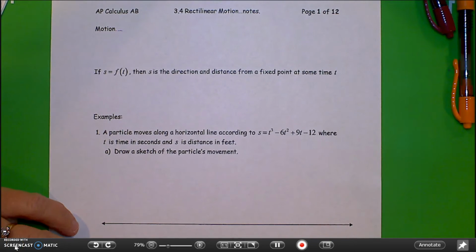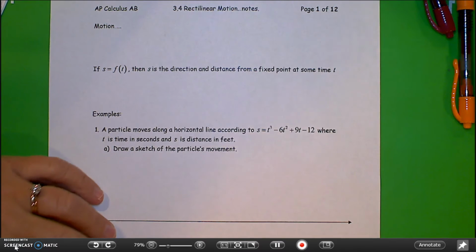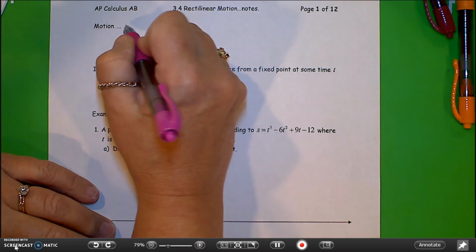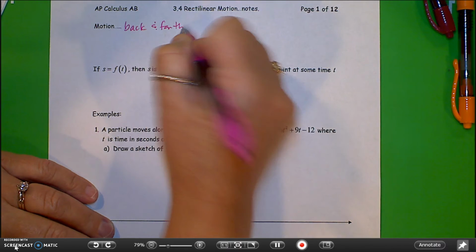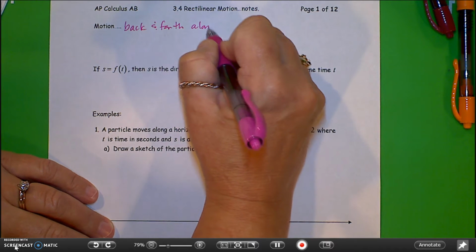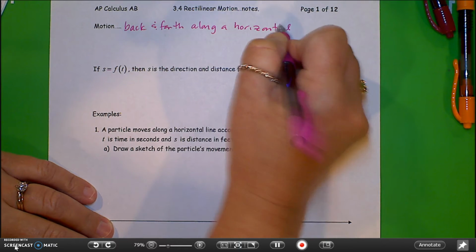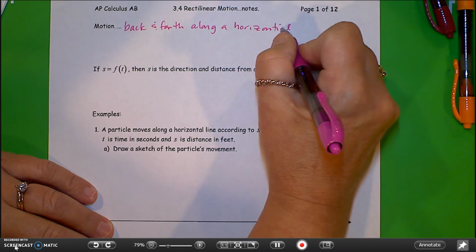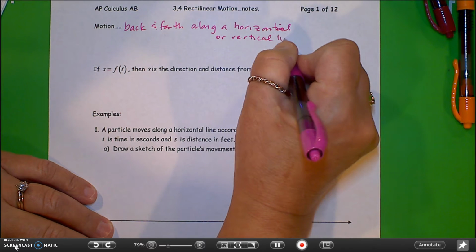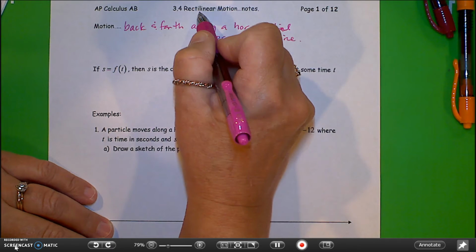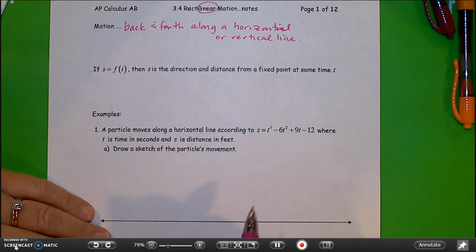Alright, this is section 3.4 on rectilinear motion, page 1 of notes. So when we talk about motion, we're going to be talking about just back and forth motion, or movement along a horizontal or a vertical line. In fact, rectilinear, think about it, it has the word linear in it, so it's movement on a line.